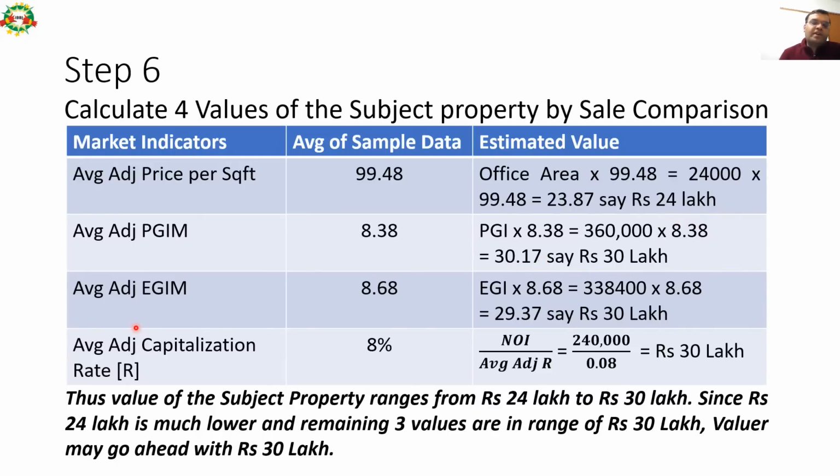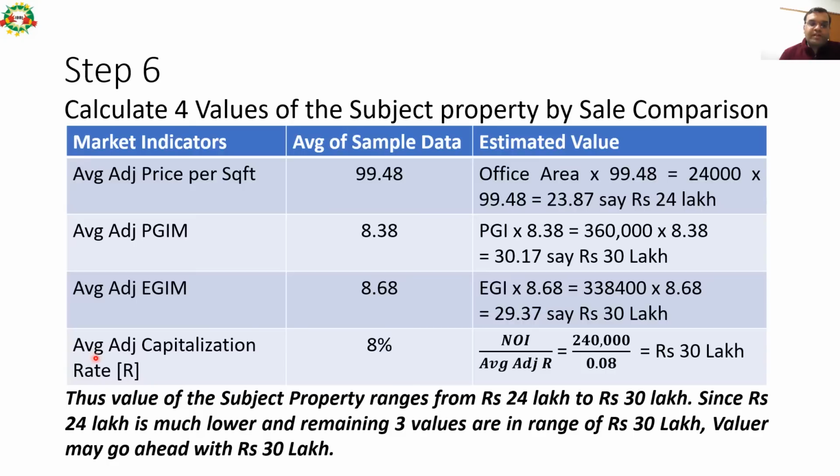Then the third factor we had calculated was the average adjusted EGIM of the sample data. It was 8.68, and for the subject property we have calculated EGI in step number 5, which is equal to 3.38 lakh. Multiplied by the average adjusted EGIM of the sample data, it is equal to 29.37. So again it is giving a valuation in the range of 30 lakh rupees.